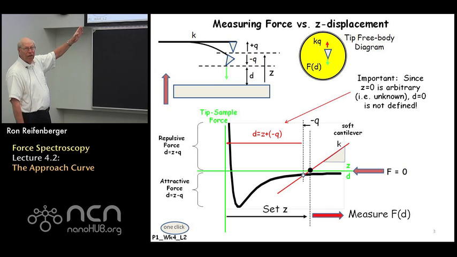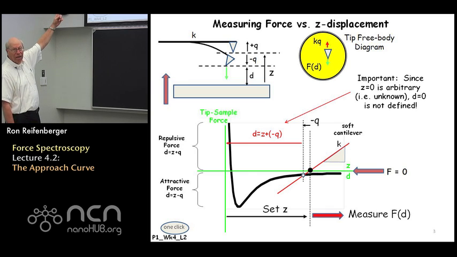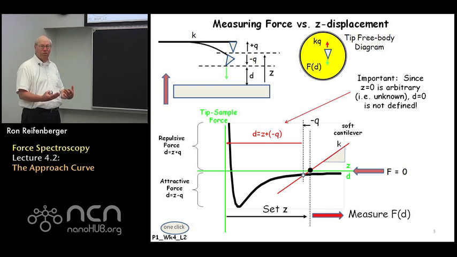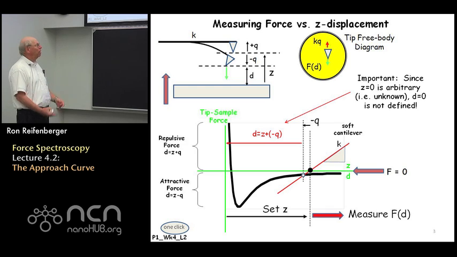Z is what you set. You can determine that experimentally because you can adjust the position of the substrate with respect to the cantilever, and that's under your control. So you control Z, the system is in equilibrium at the tip sample separation D, and the whole trick in this business is to infer D from Z.